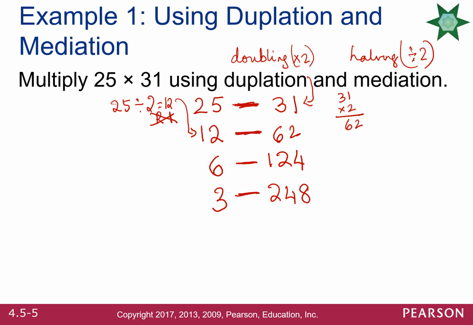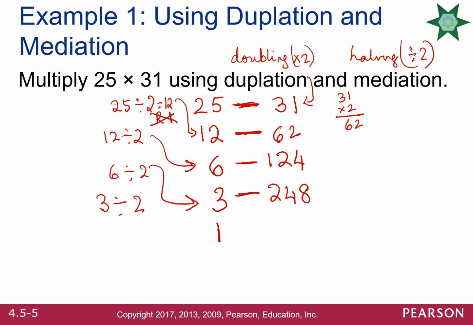And then 3 divided by 2 again. So here we did 12 divided by 2 and we got a 6. Then we did 6 divided by 2, we got a 3. Now we are going to do 3 divided by 2 and the quotient is going to be a 1.